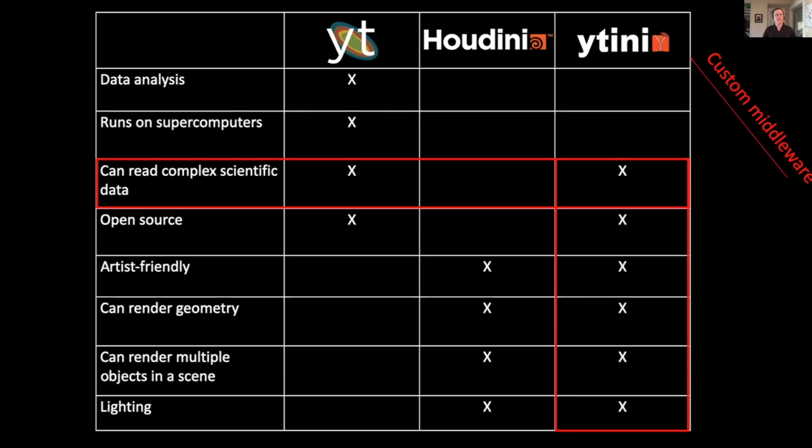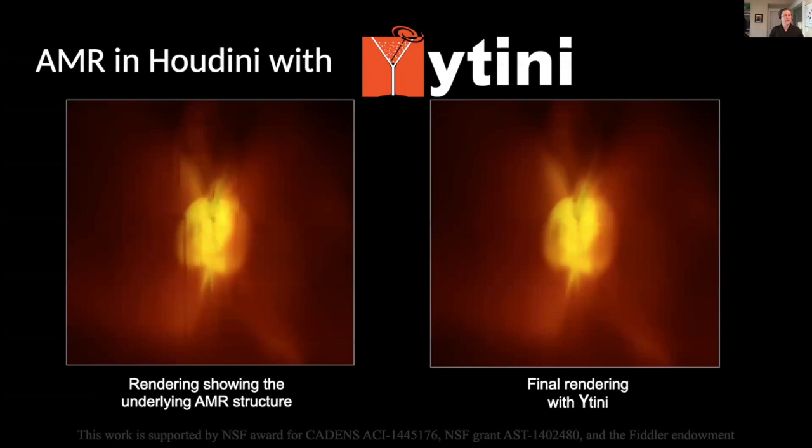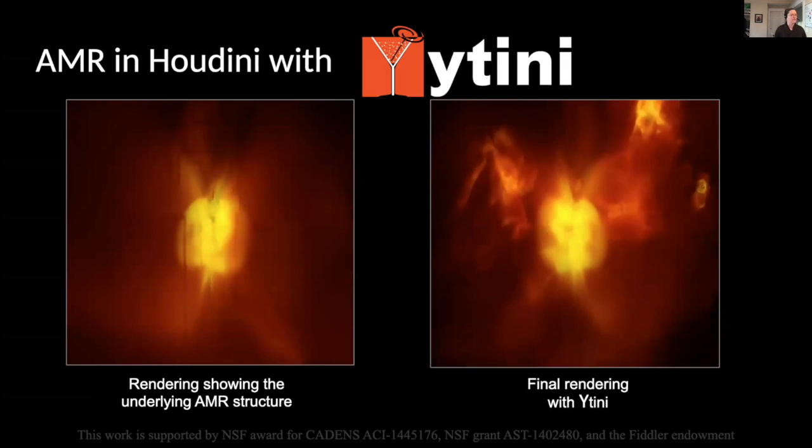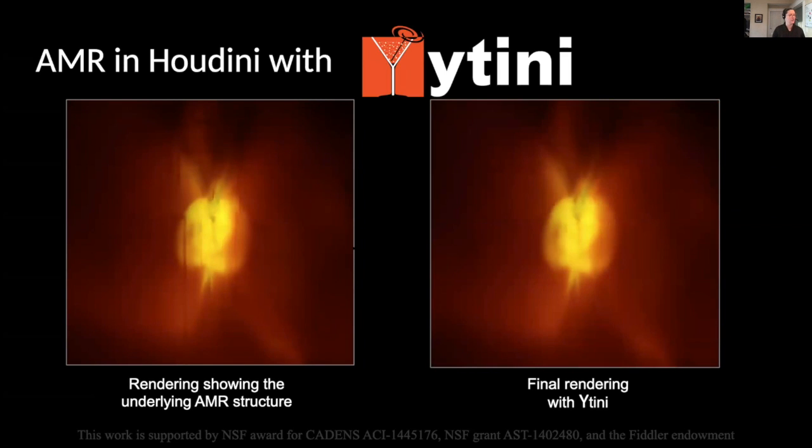So first we got some reading happening in Houdini using YT, and then we decided to tackle trying to get AMR to work in Houdini. Let's see, can I get both of them? I don't know if I have to click on one of them. Shoot, oops. Okay, well, at least you can see it in pictures. So this is the default rendering if you try and render AMR in Houdini without the special processing and special reading that we did. And so you can clearly see this AMR structure here, all of these blocks. And so that's not very useful.